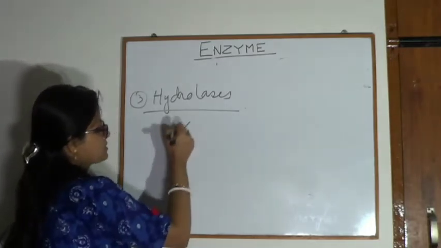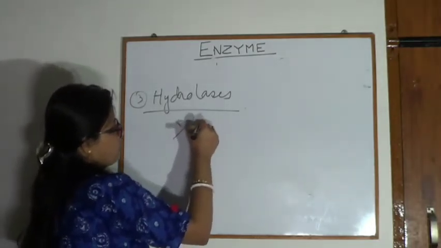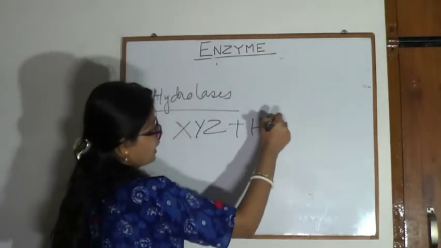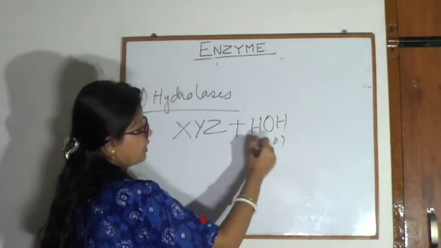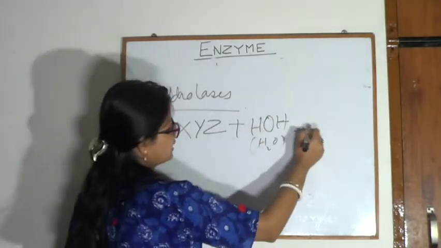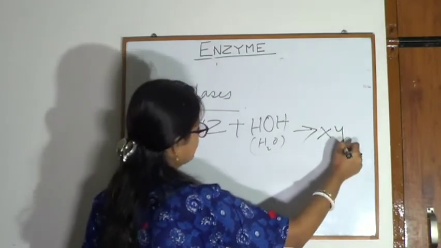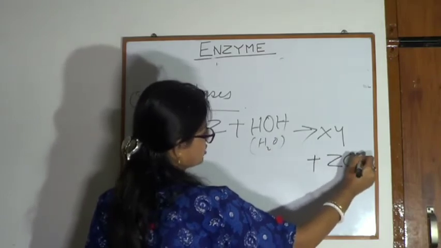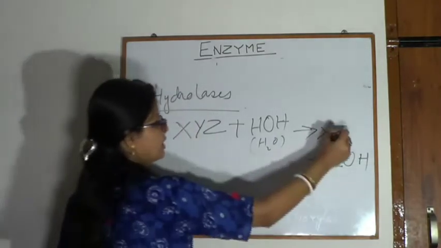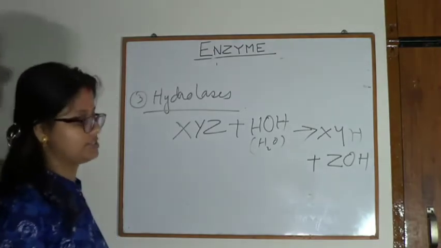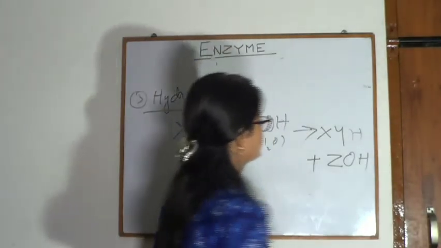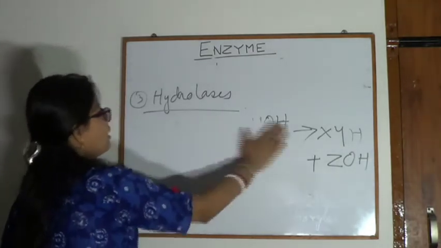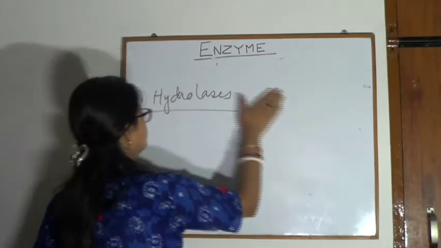For example, X, Y, Z is a substrate molecule, HOH, H2O. We can write it as HOH. It hydrolyzes and keeps XY and makes ZOH, with H added. This is hydrolysis. It's the third group. It helps in hydrolysis of the substrate molecule by adding a water molecule.